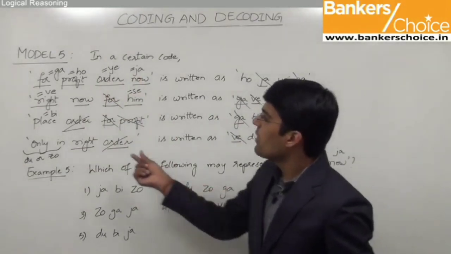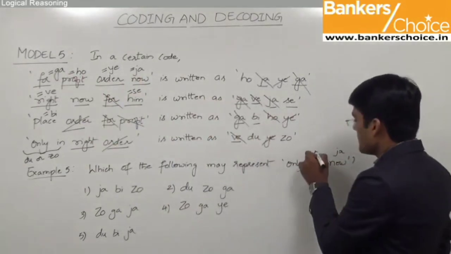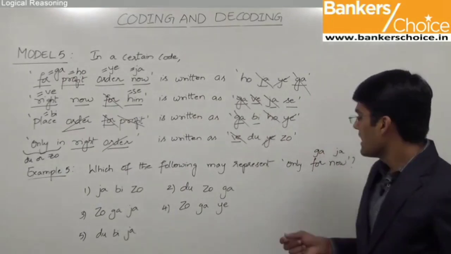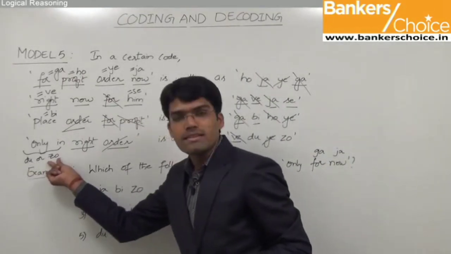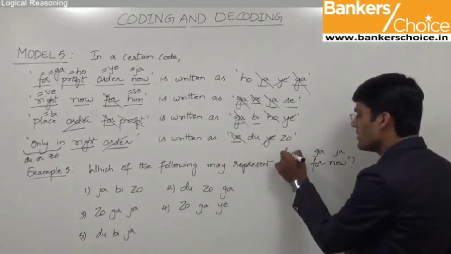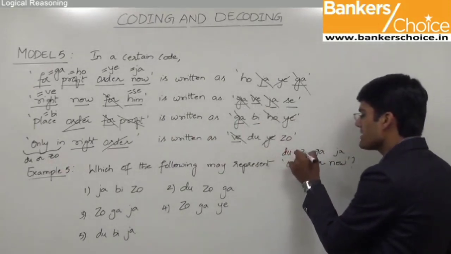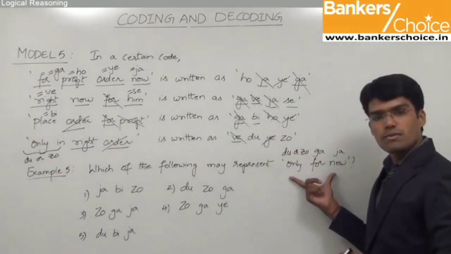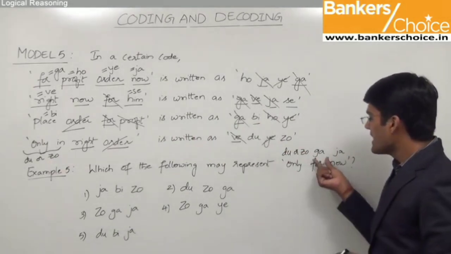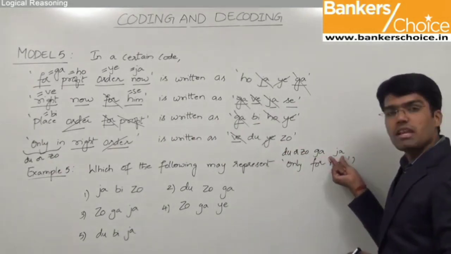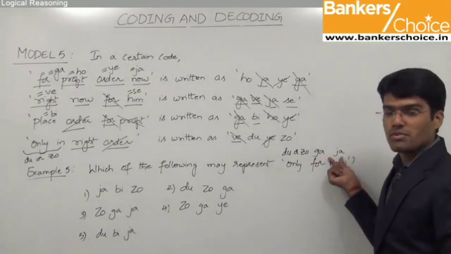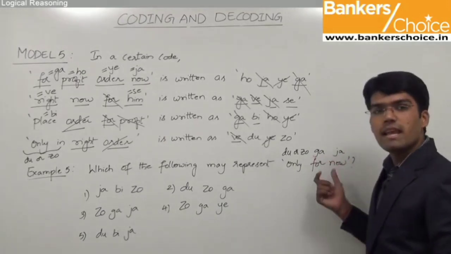The code for "for" is GA. And the code for "only" can either be DU or ZO. After knowing the codes for all the words, it is very obvious that the correct answer option should have the codes GA and JA. So let us find out those options with the codes GA and JA.